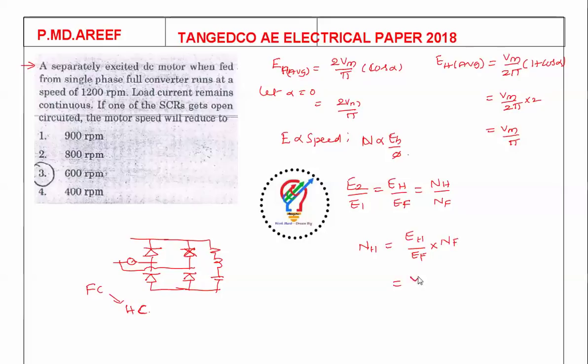E_H is nothing but Vm by pi. With full wave, we can write it as pi by 2 Vm, into N1. So from this Vm gets cancelled, pi gets cancelled. N1, how much is it? 1200 rpm. So 1200 divided by 2 is nothing but 600 rpm. So among the options, 3 is the right option here with 600 rpm.